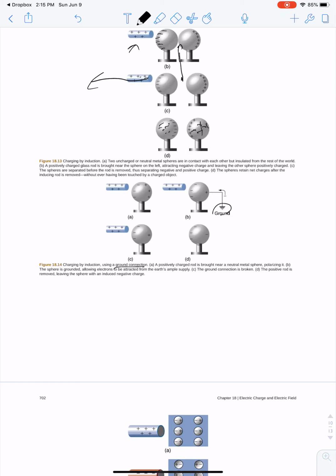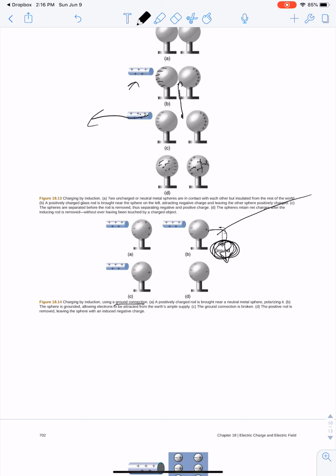When you use a ground connection, what does ground do? Ground is just a way for electrons to leave. So it's an escape hatch, right? So you bring your positively charged sphere in here, you ground it, and boom, all those charges get pushed off. Then if you disconnect the ground, you end up with a charged sphere. It's sort of the same idea.